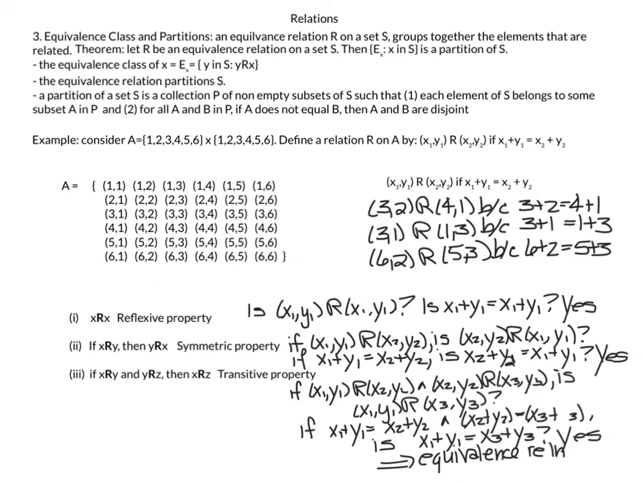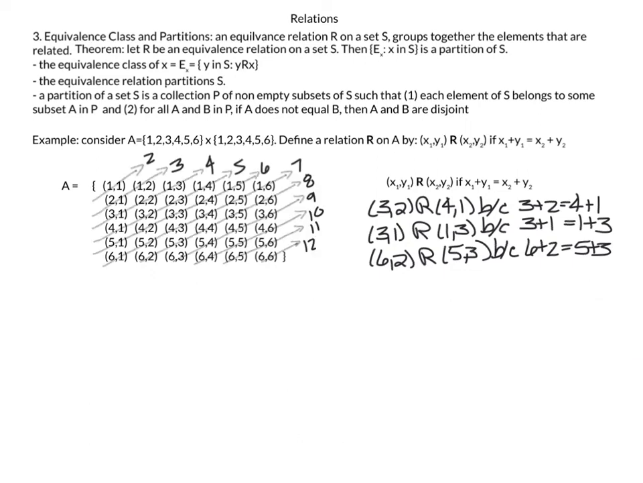And last, transitive. If (x1, y1) is related to (x2, y2), and (x2, y2) is related to (x3, y3), is (x1, y1) related to (x3, y3)? Plugging in the definition of my relation and restating this, that's if x1 plus y1 equals x2 plus y2, and x2 plus y2 is equal to x3 plus y3, is x1 plus y1 equal to x3 plus y3? And the answer is yes. So this is an equivalence relation. So we've established this is an equivalence relation, and now we're going to look at the equivalence classes.